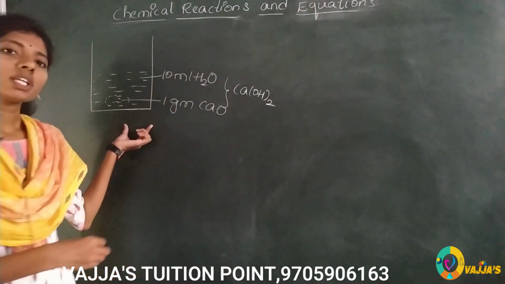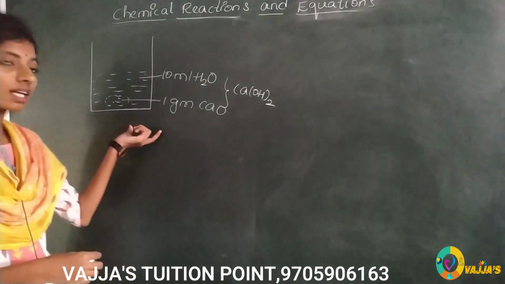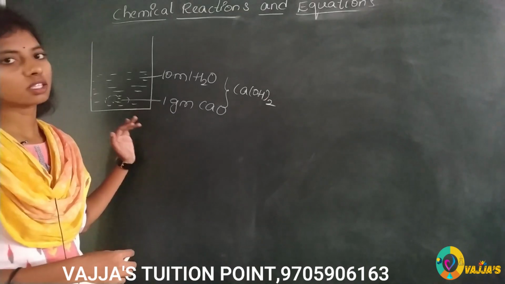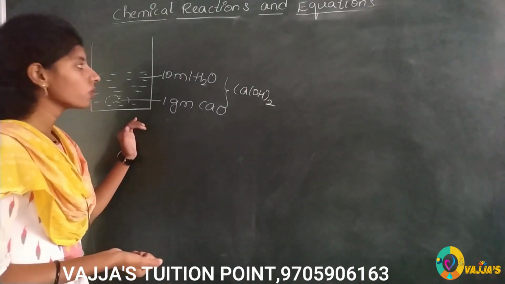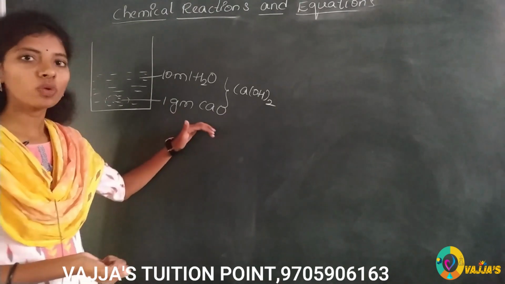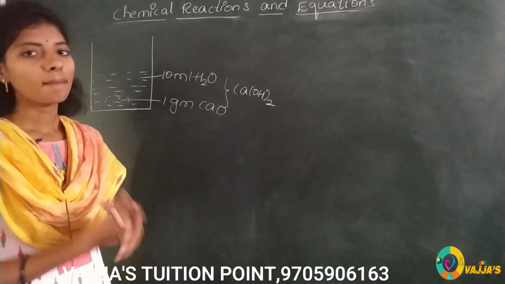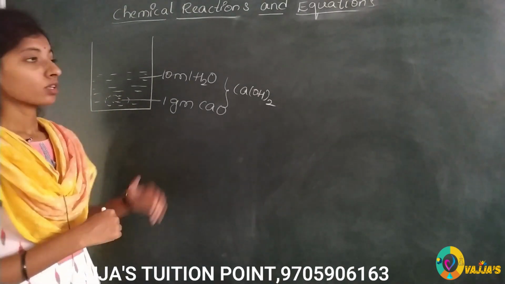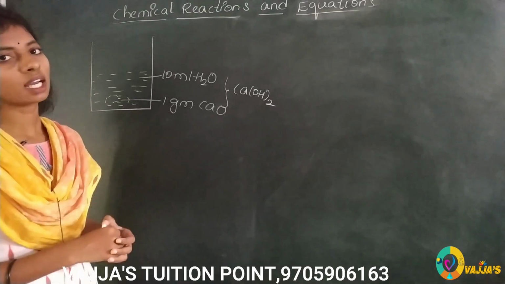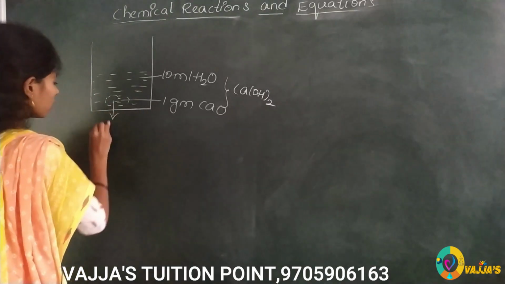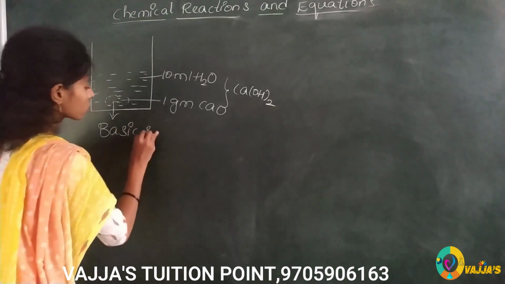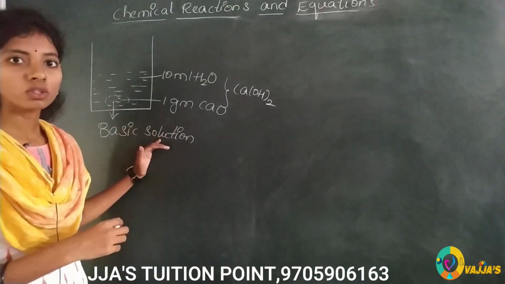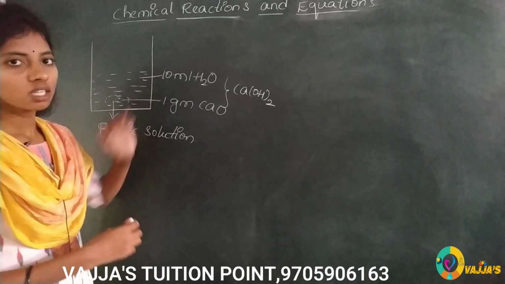Okay. Now, what is the nature of the solution here? How can we test the nature of the solution? See here, by using litmus paper, we can test the nature of the solution. The litmus paper changes color when it is exposed to an acid or base. So, here I am dipping a red litmus paper into this solution. The paper will turn blue in color. So, this indicates that the solution is basic. So, from this we conclude that this is one of the chemical changes.